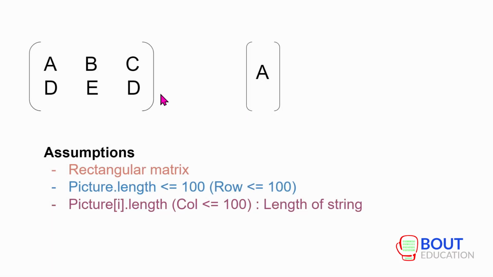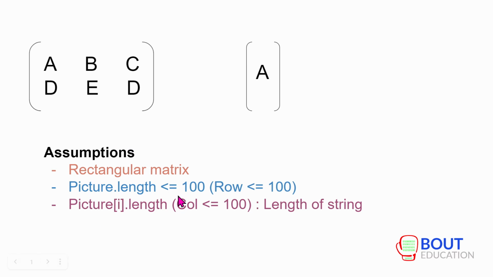The picture is represented by an array, and as you can see, there are some key assumptions built into the question. The first assumption is that the array contains a rectangular matrix. In other words, the length of this string and this string is always going to be the same. It can't be A, B, C, and then just have a random D, E, and then end. That's not a full rectangular matrix. So that is our first assumption.